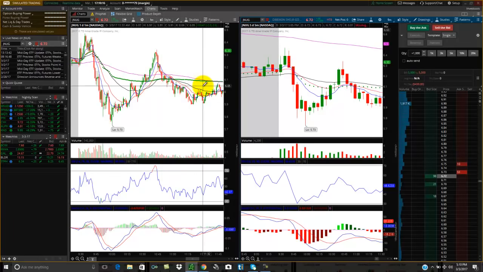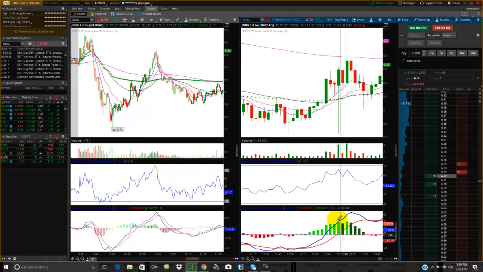Whereas if you see, let me go a little bit further. Right here, this is more of a bullish signal. You want to see the 9 cross the 20 and candlesticks breaking through.